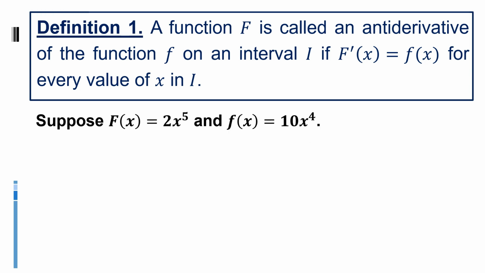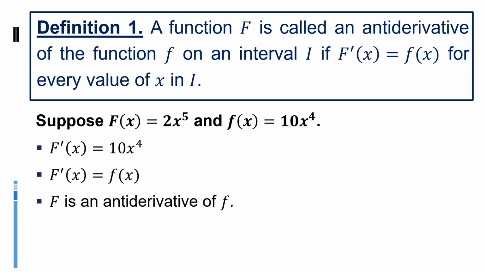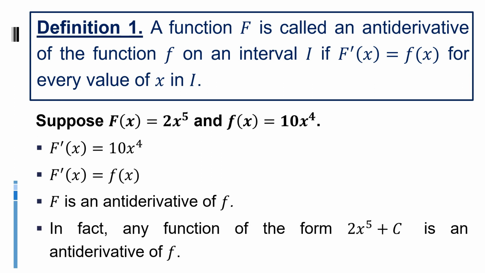Suppose capital F of x is equal to 2x raised to 5 and small f of x is equal to 10x raised to 4. By finding the derivative of the capital F of x, then we have 10x raised to 4, which is equal to the small f of x. Therefore, we say that capital F is an antiderivative of small f. In fact, any function of the form 2x raised to 5 plus c is an antiderivative of f.